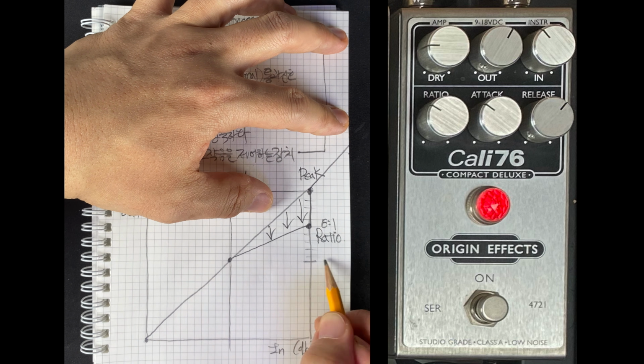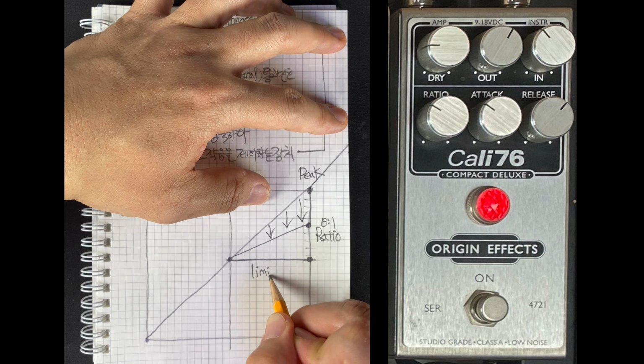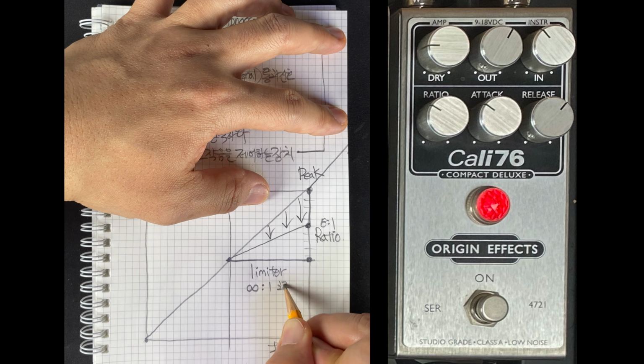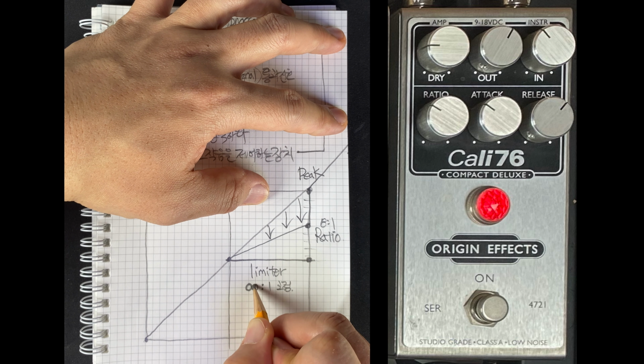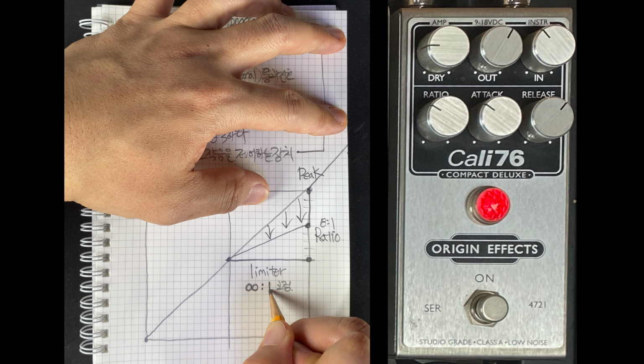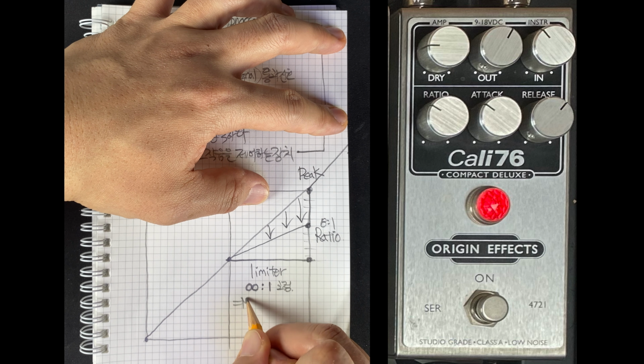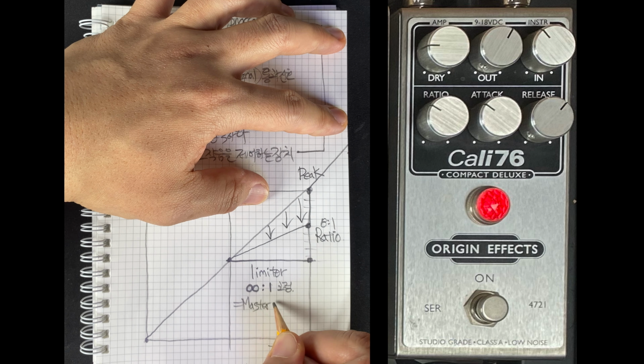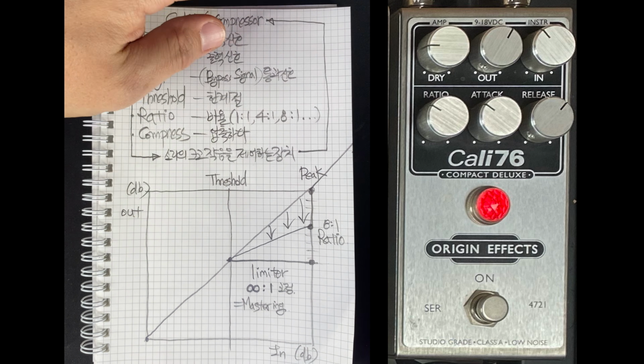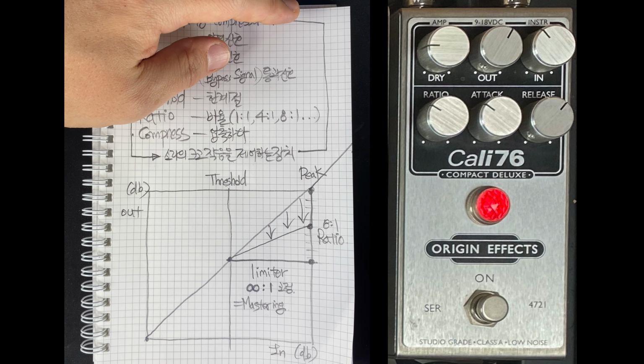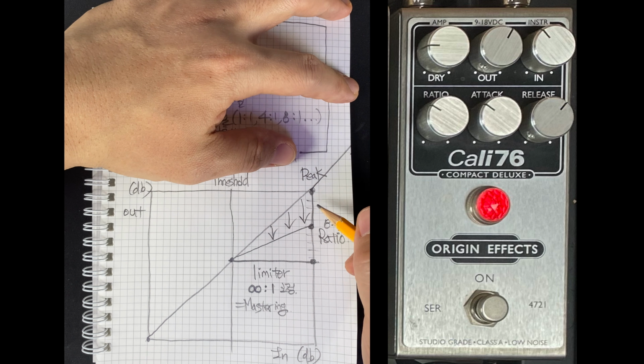At this time, the ratio can be made infinity to 1, which is called a limiter. The limiter means to output an infinity signal unconditionally to 1. For example, if you set the threshold to minus 0.3 dB, the entire volume is output to minus 0.3 dB unconditionally. The limiter is used for the mastering of a sound source. Come back to the compressor.